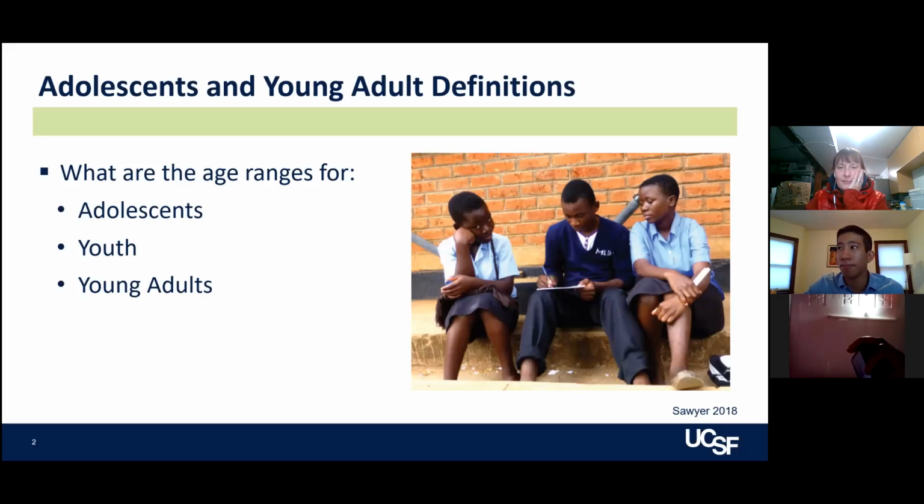Thank you, Frida. In Kenya, either in research or just in general terms, do you use the term young adulthood? Is that an age range that is referred to, or not really?